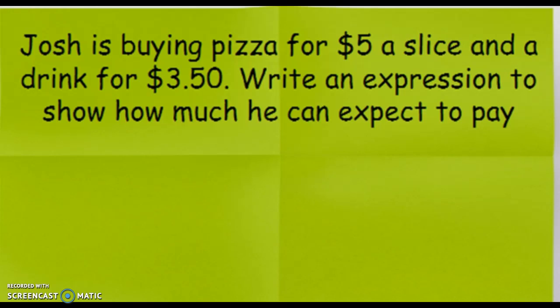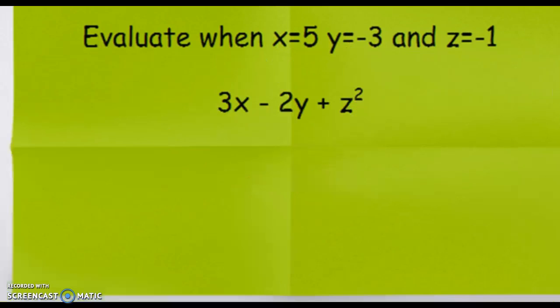This next question is a word problem. It says Josh is buying pizza for $5 a slice and a drink for $3.50. Write an expression to show how much he can expect to pay. So it says $5 a slice. So we're going to put 5 and then S. That's per slice. And then a drink for $3.50. This would be the expression that we could use to show how much he would pay because it's $5 per slice and then $3.50 for the drink on top of that.